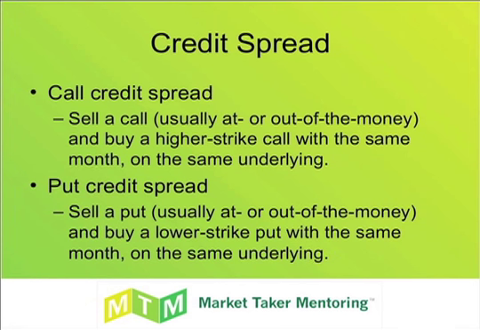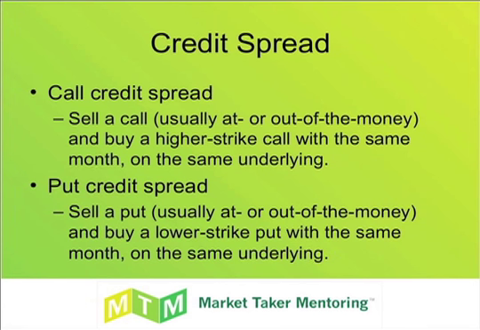Now, for people who are brand new to vertical spreads, we're going to talk first about the credit spread. Again, two types of vertical spreads, debit spreads and credit spreads. The first one is a credit spread. A credit spread is when I sell a call, usually an at the money or out of the money call, and then I buy a higher strike call with the same month on the same underlying asset, in this case, currency.